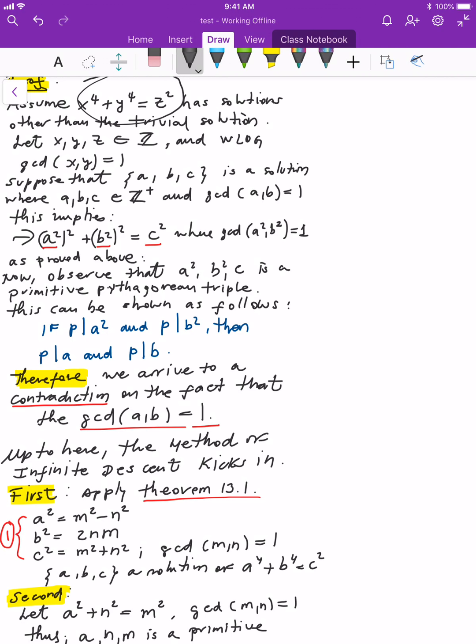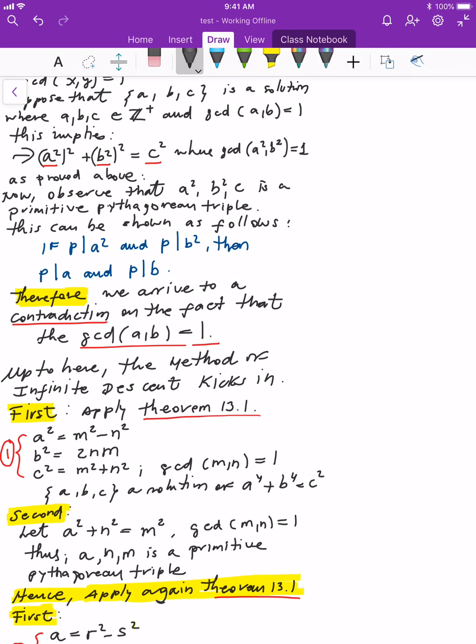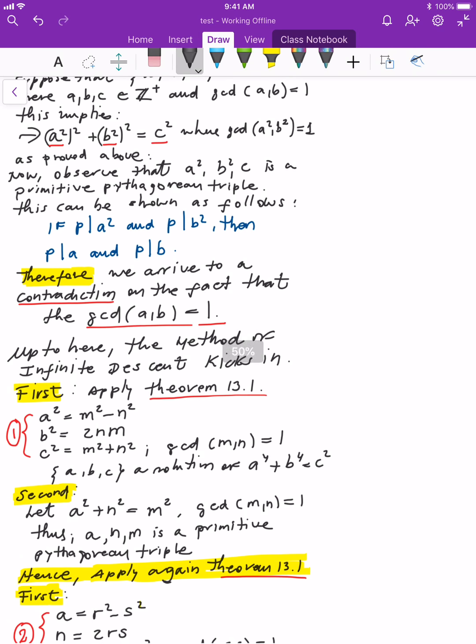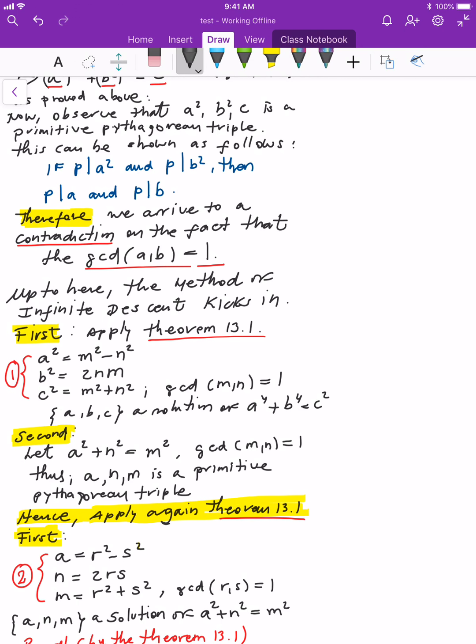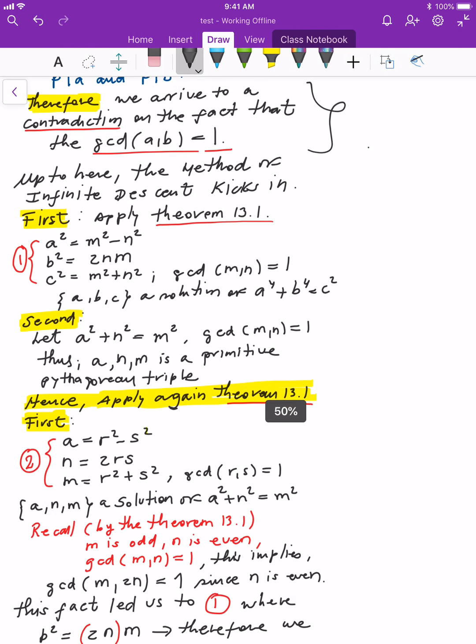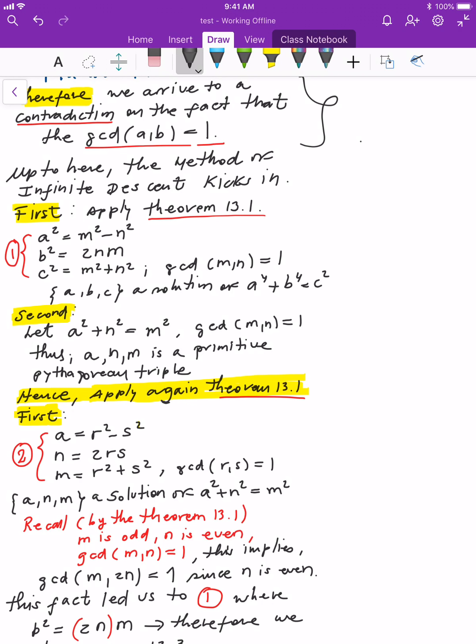You observe that a squared, b squared, and z is a primitive Pythagorean triplet. It can be shown that if you have a prime number, let's say p, and p divides a squared and p divides b squared, then p divides a and p divides b. Therefore, here's one of the conclusions: this contradicts the fact that the GCD of a and b is equal to 1. Now, the way we explain this is by the method of infinite descent.